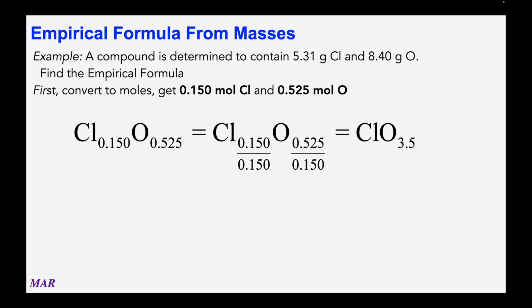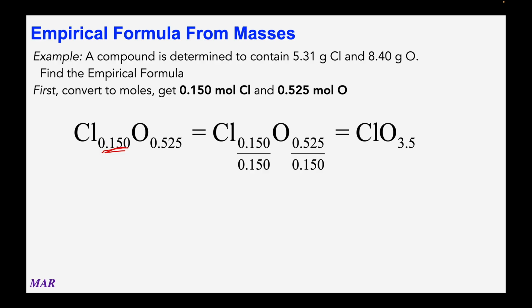But what this means then is you have 0.150 moles of Cl for every 0.525 moles of oxygen. Now that's an ugly ratio once again. So we'll divide both of those numbers by the smallest number, which is 0.150. So 0.150 divided by itself is 1, no problem. But oxygen here, we get 0.525 divided by 0.150, and that comes out to be almost exactly 3.5.